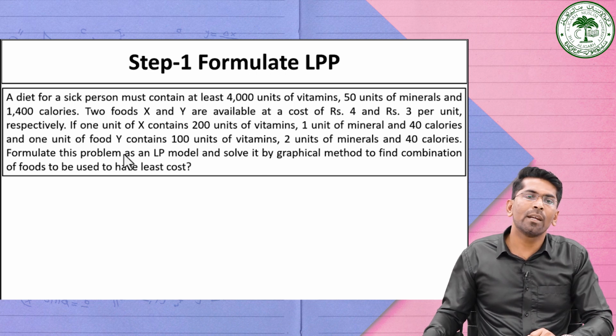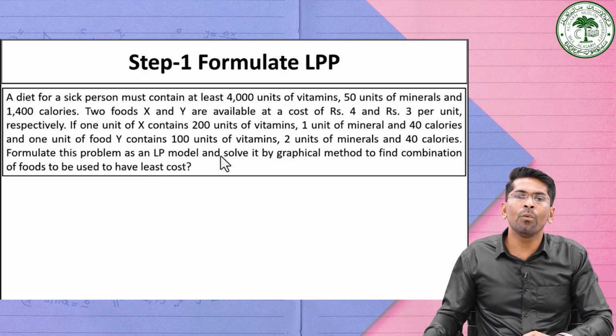What is our question? Formulate this problem as a linear programming problem, and then solve this given linear programming problem by using the graphical method to find the combination of food to be used to have the least cost. I hope you understood the question. From the given question, what do we want to find out? The combination of food items, that is the combination of X and Y, so as to minimize the cost, that means least cost.